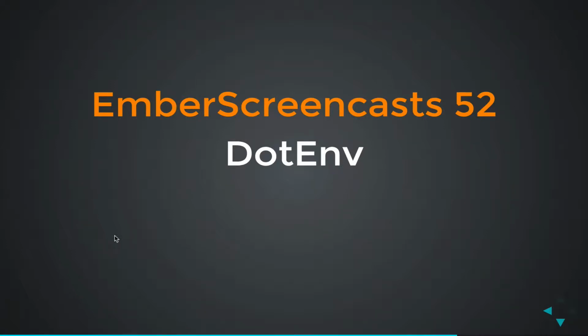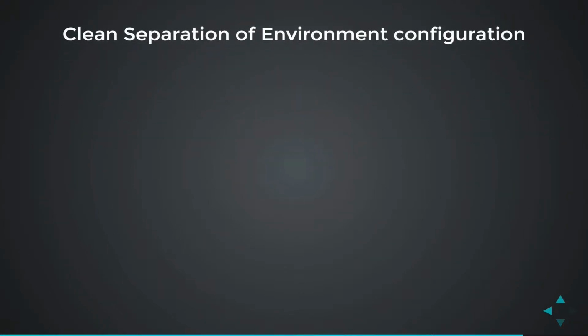.env is a library that lets you easily store environmental configuration variables in a file that is not watched by Git. There are two reasons you might want to use .env. The first is in order to provide a clean separation between the configurations of different environments.